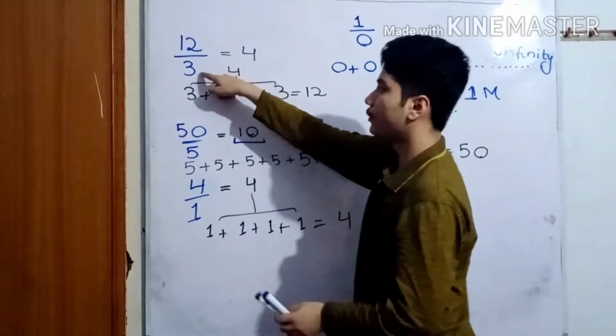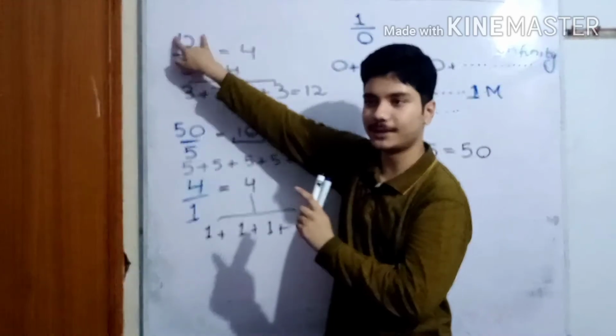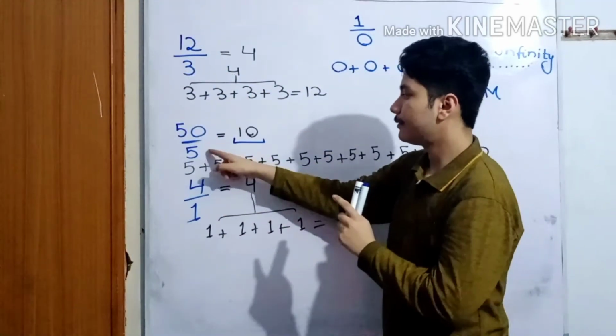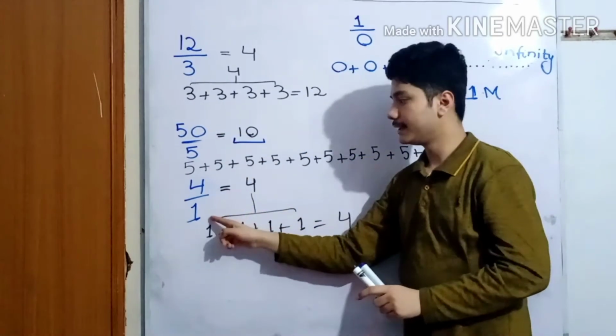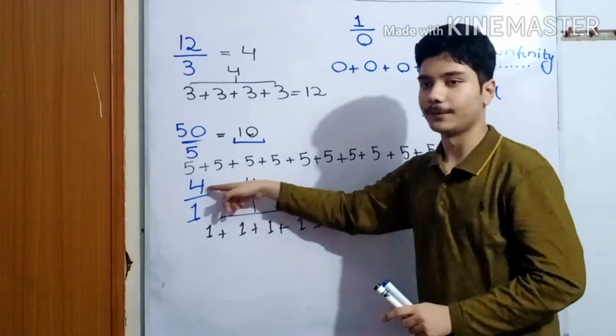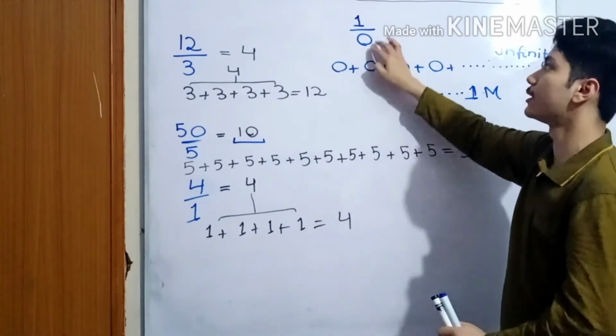Here you can see you only have to add the number 3 four times to get 12. You only have to add 5 ten times to get 50. You only have to add 1 four times to get 4. But here you have to add it infinite times in order to get 1.